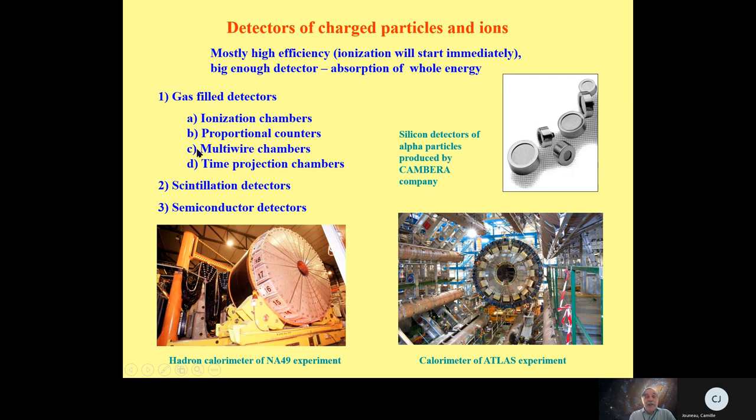From the last lecture, you know that it's possible to use gas filled detectors. In this case, we have ionization chambers. If you remember, this is the lower voltage part of the volt-ampere characteristic. For higher voltage, you have proportional counters. For these, you have secondary ionization and proportional multiplying of the number of electrons and also of the output.